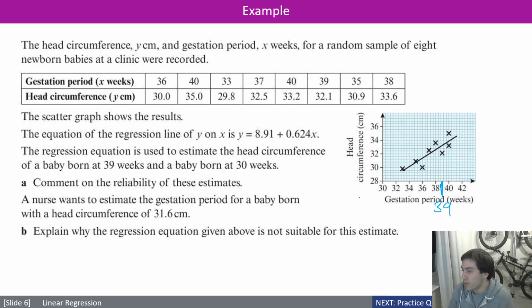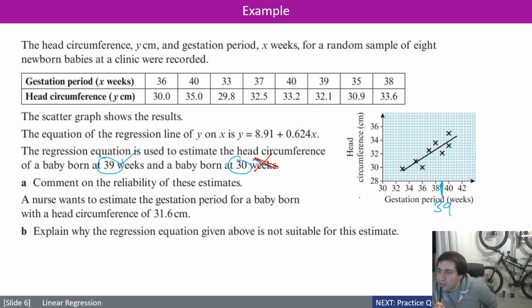So comment on that, effectively write something that sums up what I've been saying here. 39 is acceptable to use as an estimate, or to use for estimation purposes, but 30 is not. Okay, and it's because of the range of data that we've seen so far.